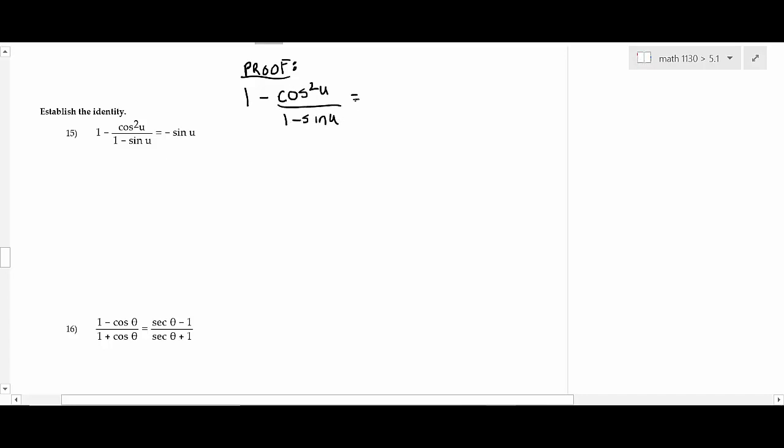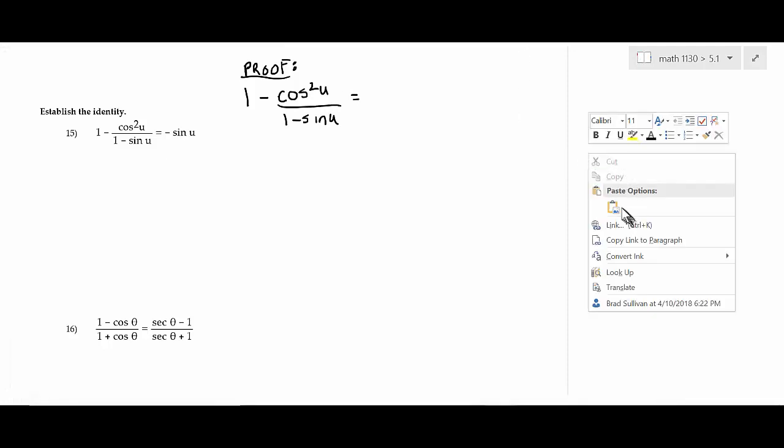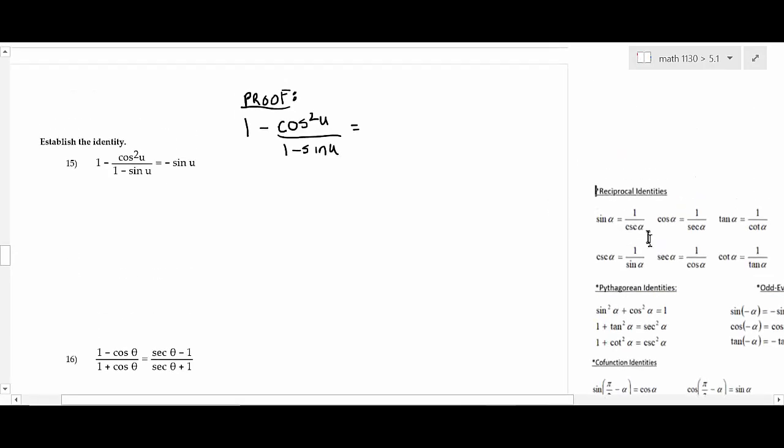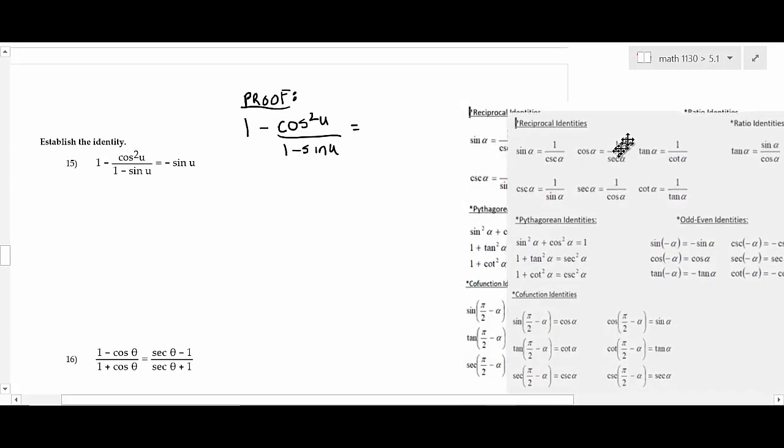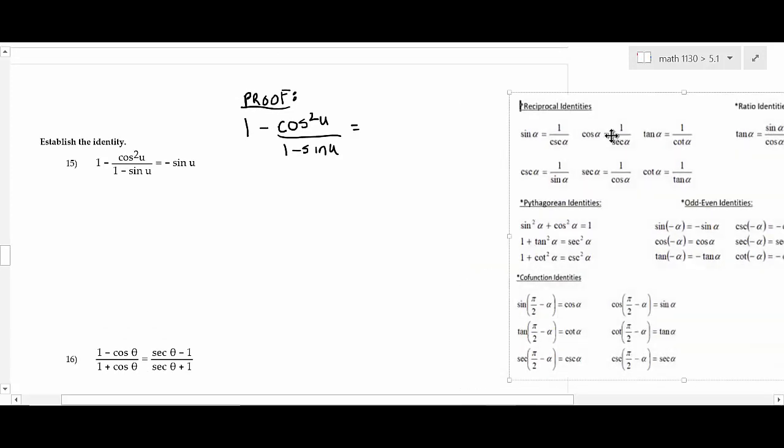Write down an equal sign. Okay, now what we've got to do on this is look at our identities here. And if we look at our list of identities, let's see. What do you think? Any idea about how I might start this? Just what you tell me. I'm curious what you think.